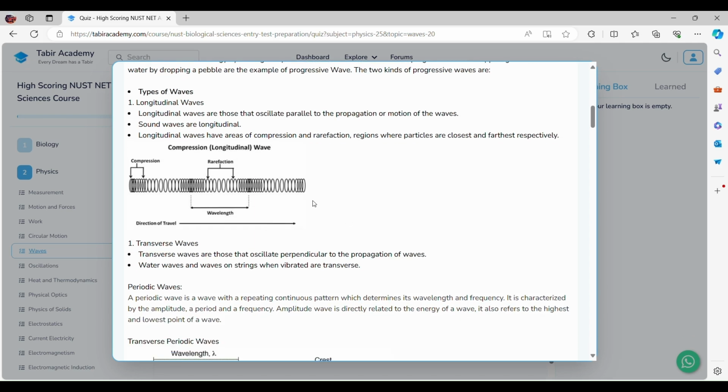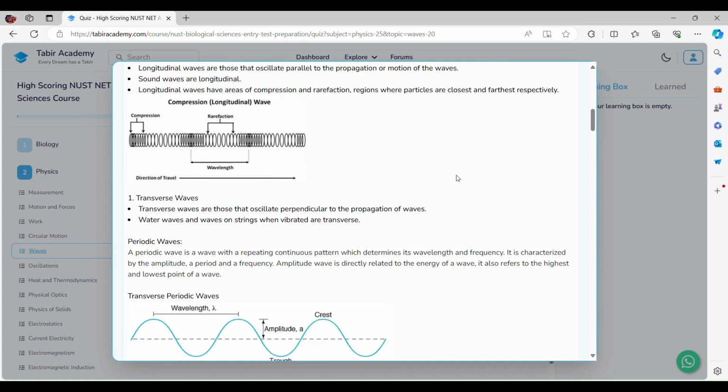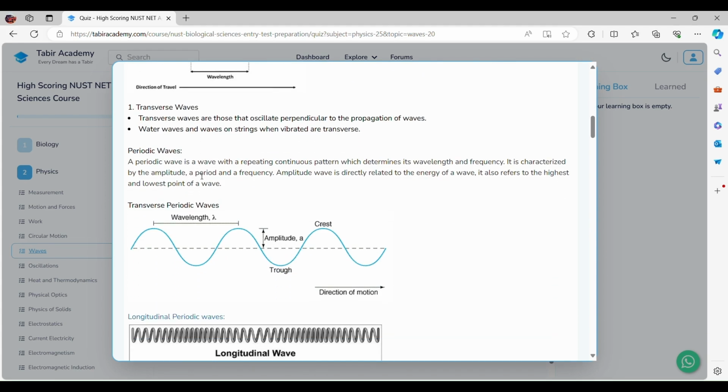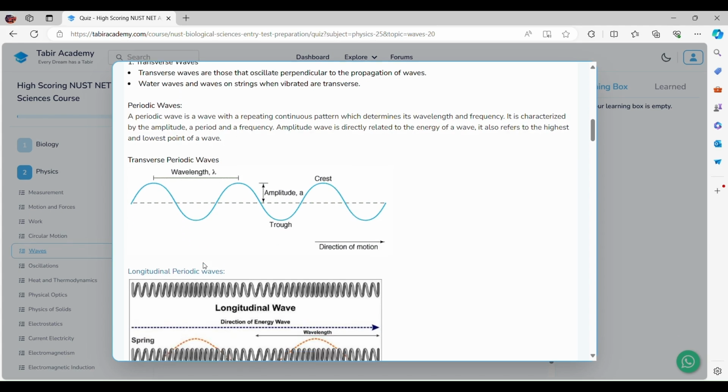Transverse waves are those that oscillate perpendicular to the propagation of waves. Water waves and waves on strings when vibrated are transverse. Periodic wave. It's a wave with a continuous repeating pattern which determines its wavelength and frequency. It is characterized by the amplitude, a frequency, and a period. Amplitude is directly related to the energy of a wave. It also refers to the highest and lowest point of a wave.